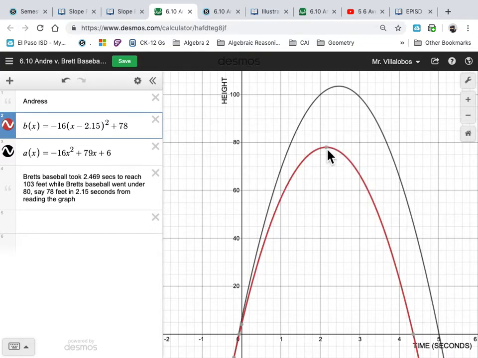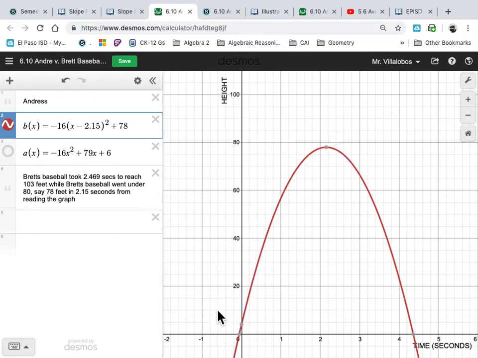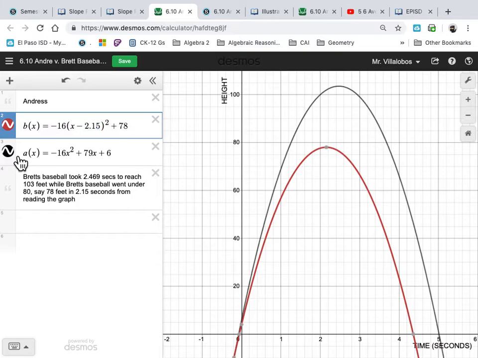And you can see that we decided that the red graph, which is Brett, is 78 feet high at 2.15 seconds. If you turn off Andre, that's 4 feet off the ground and 4.3 seconds to hit the other place. So what I did is I messed with this X until these points matched up the graph the way I wanted. Okay, then I just typed in Andre's.